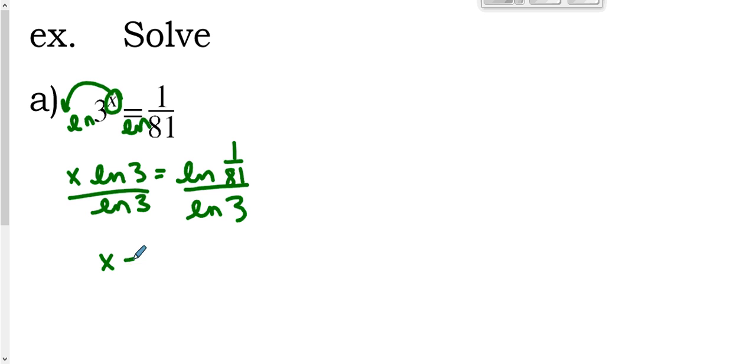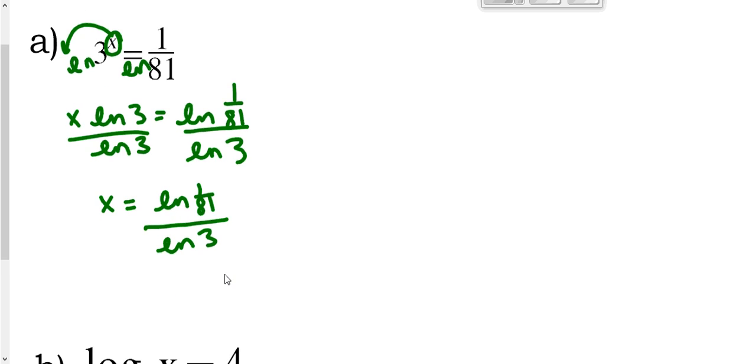So x is just the ln of 1 over 81 over the ln of 3. Now, if you put that in your calculator, it actually divides out really nicely, and you get x equals -4, which is very nice. We expect some kind of crazy decimal from that, but we don't get it.